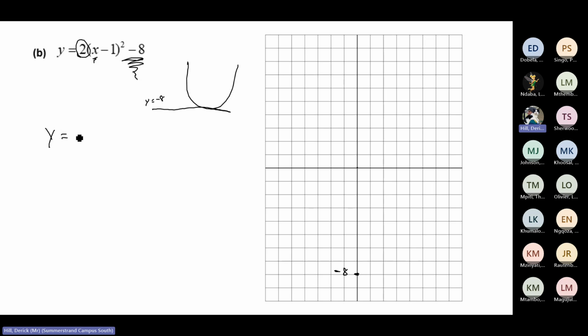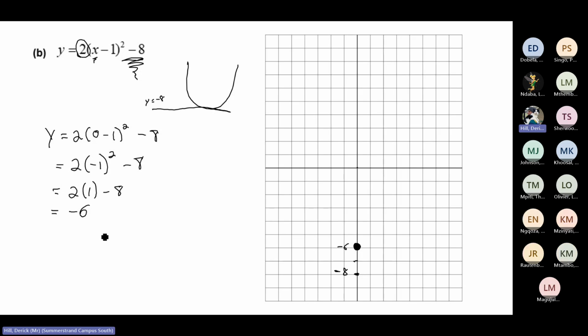So we make x 0. So we have 0 minus 1 squared minus 8. That's going to give me 2 times minus 1 squared minus 8. That's going to give me 2 times positive 1, since minus 1 squared is minus 1 times minus 1, which is positive 1, minus 8. And that is minus 6. So if we have minus 7 here, minus 6 over here, I know my graph is going to cut through this point exactly.